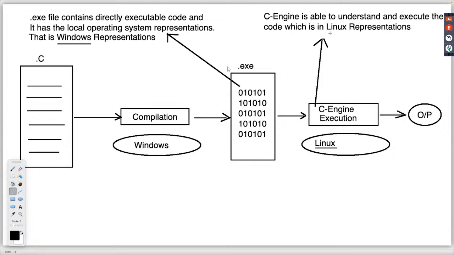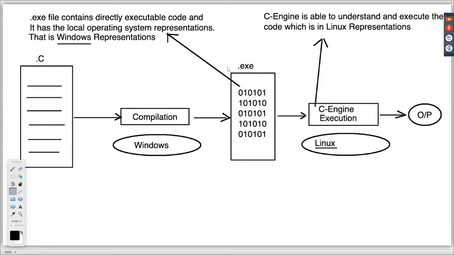Linux representations only. Now, in this case, we are providing Windows representations to the C engine, which is on the Linux operating system. We are providing the Windows represented .exe file to the C engine. But the C engine is expecting Linux representations. It requires Linux representations, but we are providing Windows representations. Is some mismatch identified or not?